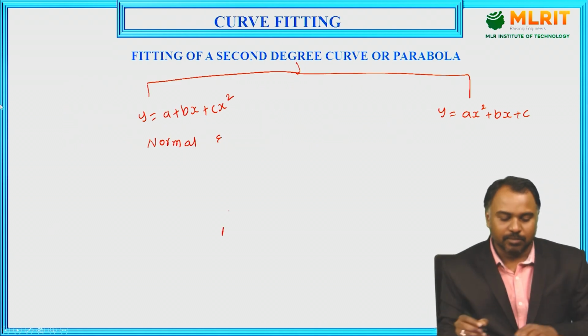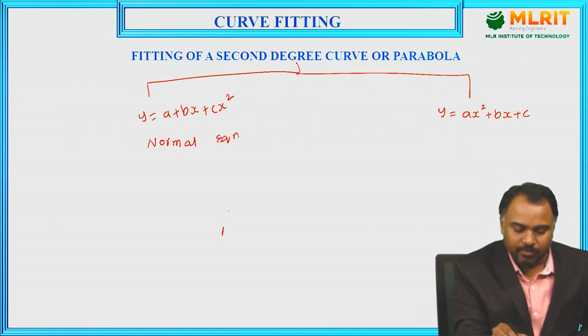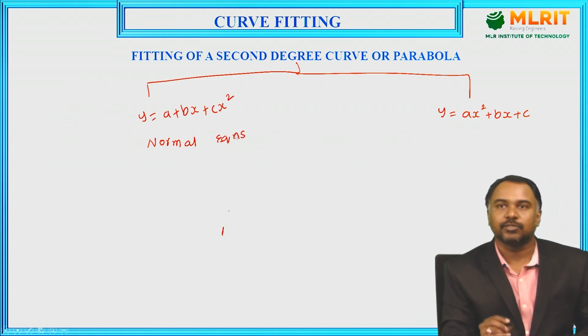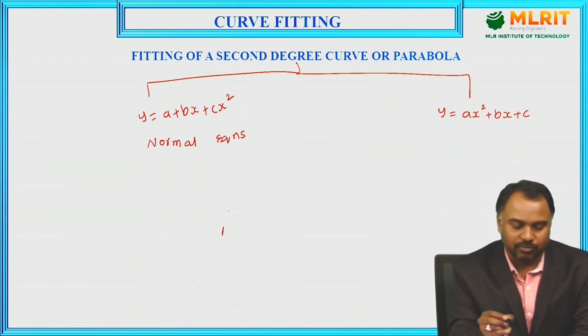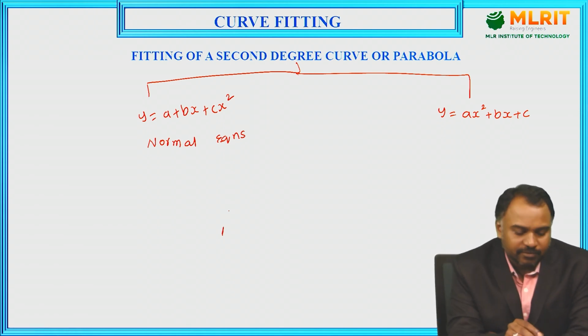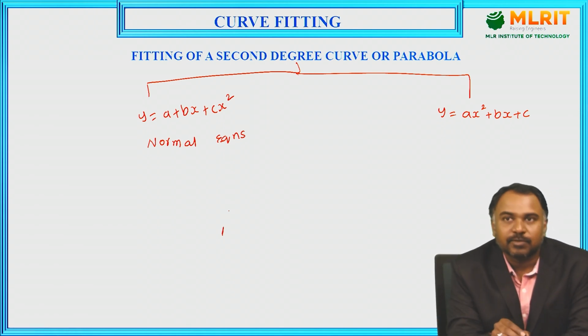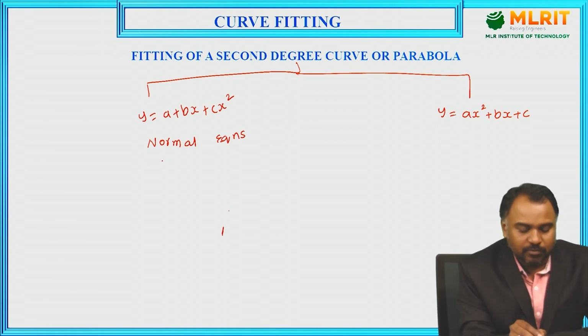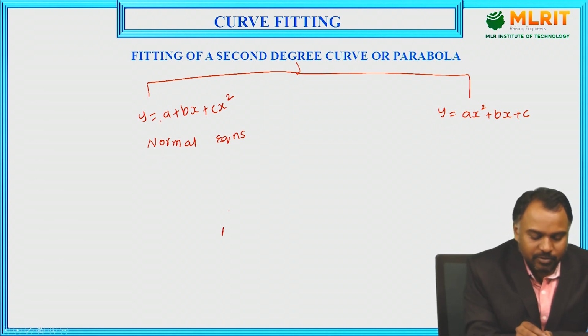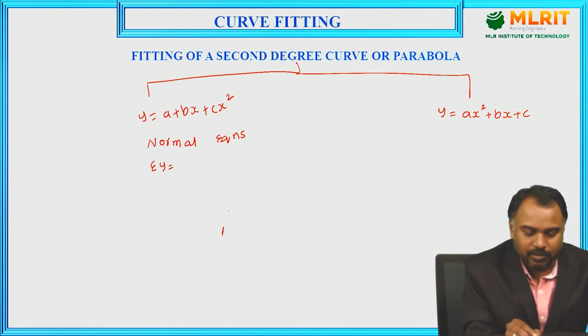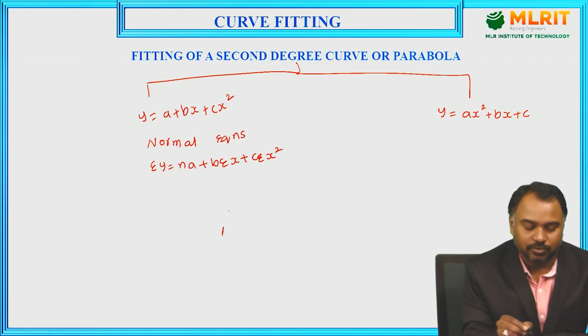So we are going to write the normal equations using the method of least squares. We differentiate with respect to a, with respect to b, and with respect to c. If you solve that, based on these coefficients, we need to remember the normal equations. Summation y is equal to na plus b summation x plus c summation x square.